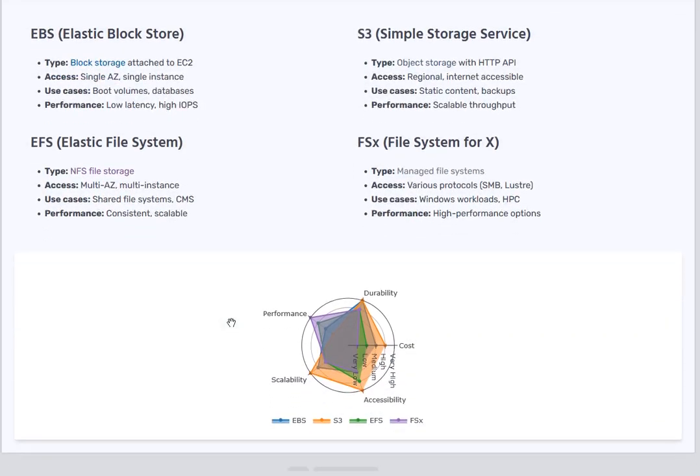All right, so let's have a look what this one says. It's a point form. EBS, Elastic Block Storage: block storage attached to EC2. They are mainly attached to EC2. Single availability zone, single instance, boot volumes, databases, low latency, high IOPS. SSD and HDD can be examples.